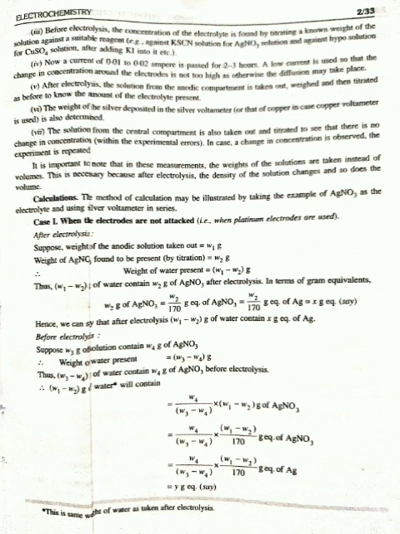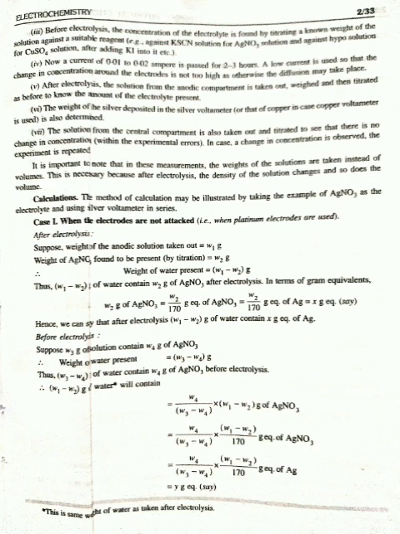Calculations. The method of calculation may be illustrated by taking the example of AgNO3 as the electrolyte and using a silver voltameter in series. Case 1. When the electrodes are non-attackable, that is, when platinum electrodes are used. After electrolysis, suppose the weight of the anodic solution taken out is equal to W1 gram. Weight of AgNO3 found to be present by titration is equal to W2 gram. Therefore, the weight of water present is equal to W1 minus W2 gram. Thus, W1 minus W2 gram of water contained W2 gram of AgNO3 after electrolysis.